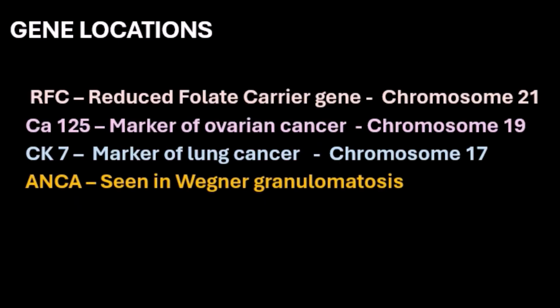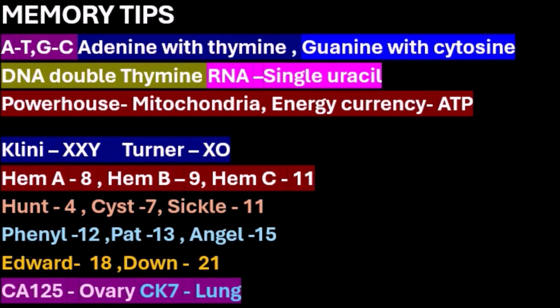So another gene locations you can see: RFC, reduced folate carrier gene, chromosome 21; CA125, marker of ovarian cancer, is chromosome 19; CK7, marker of lung cancer, that is chromosome 17; and ANCA, seen in Wegener granulomatosis. So these all are the very important points related to cells, DNA, genes, and hereditary diseases. Now let us go to the memory tips quickly, and next I will add an animated video of memory tips as well. Now see these memory tips.